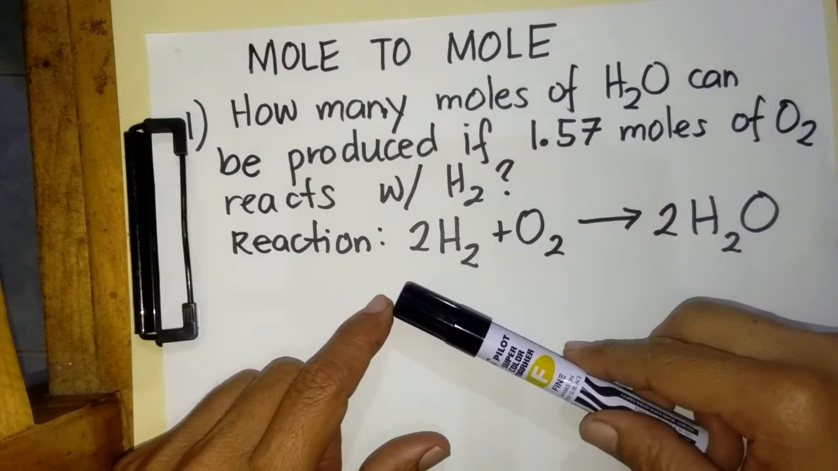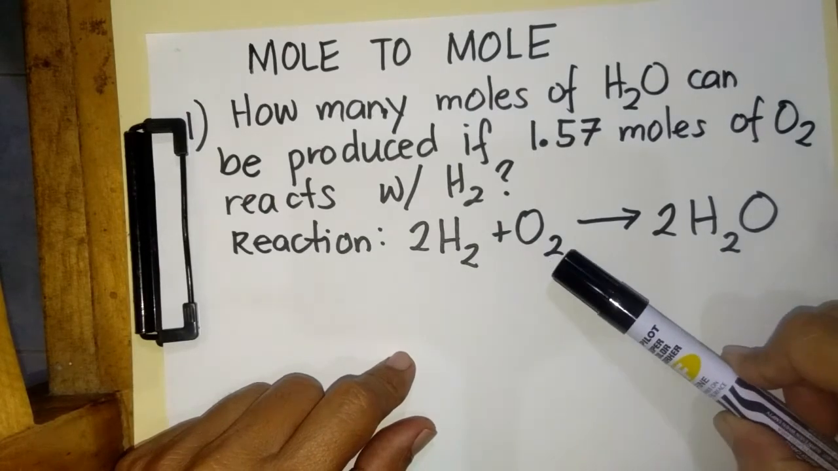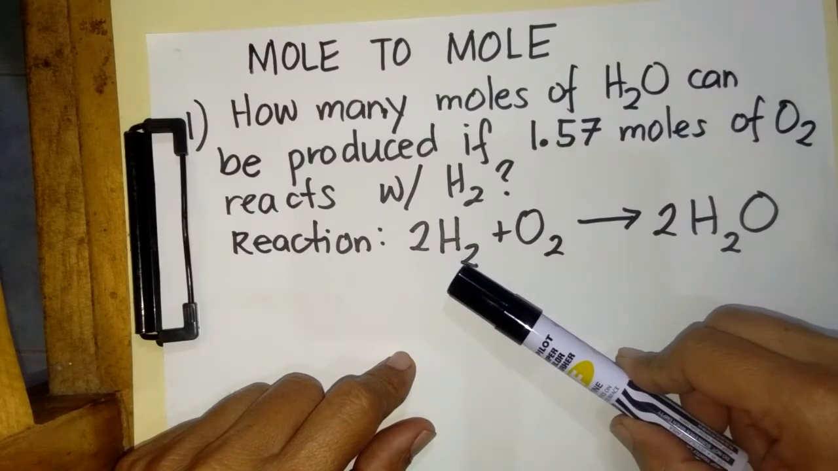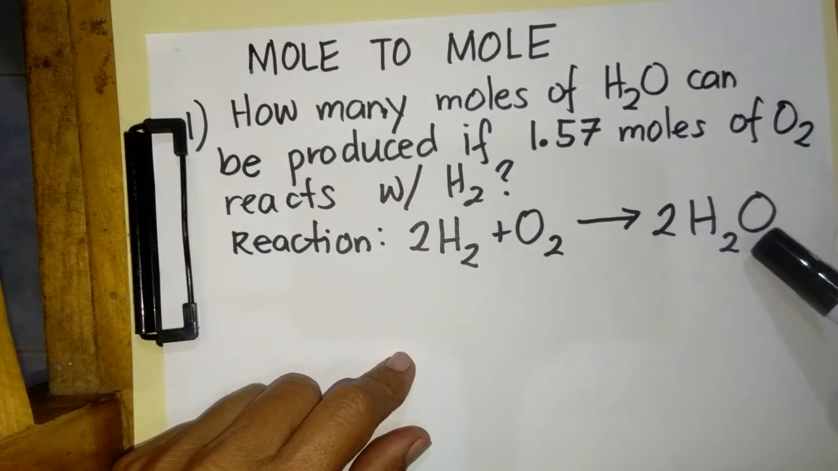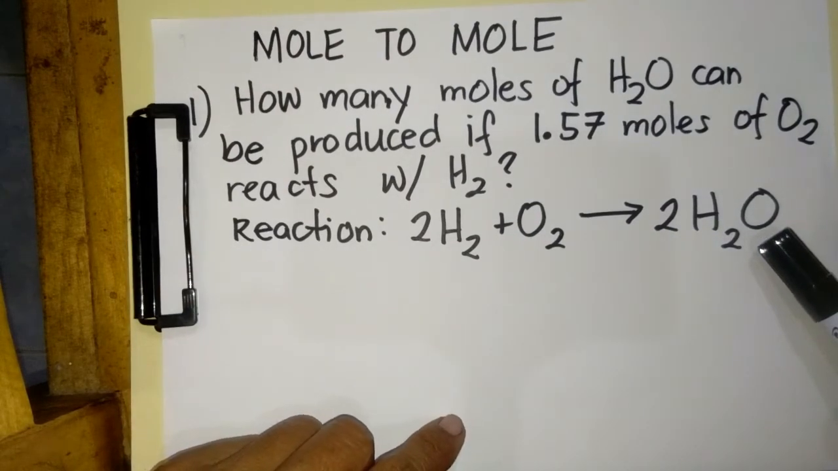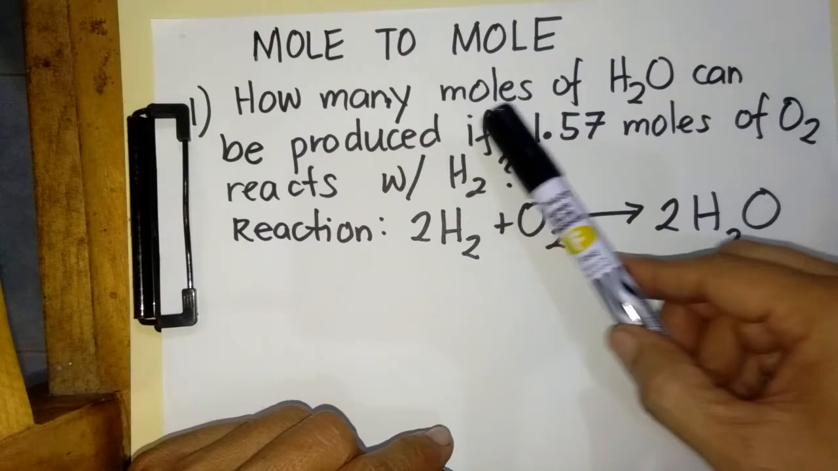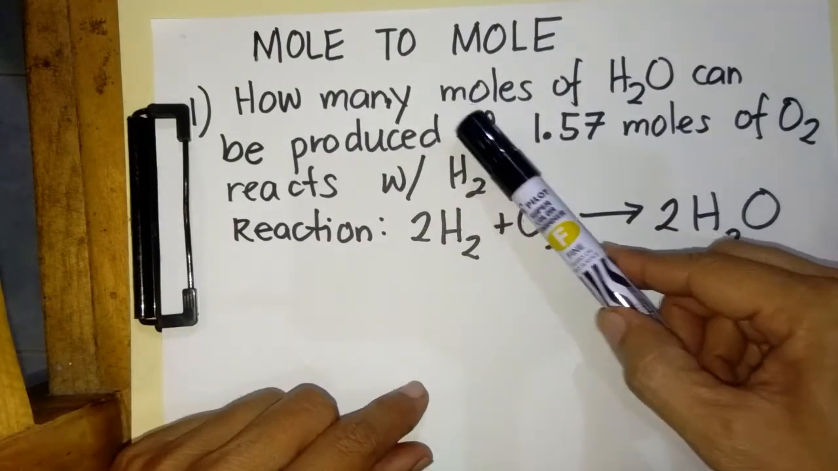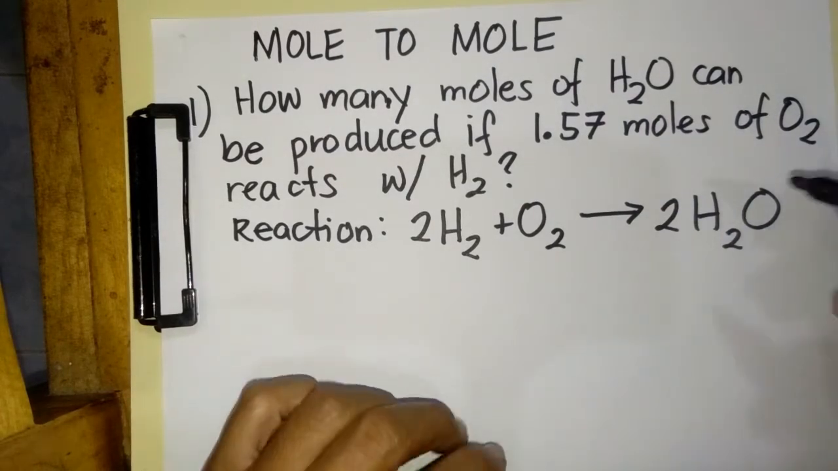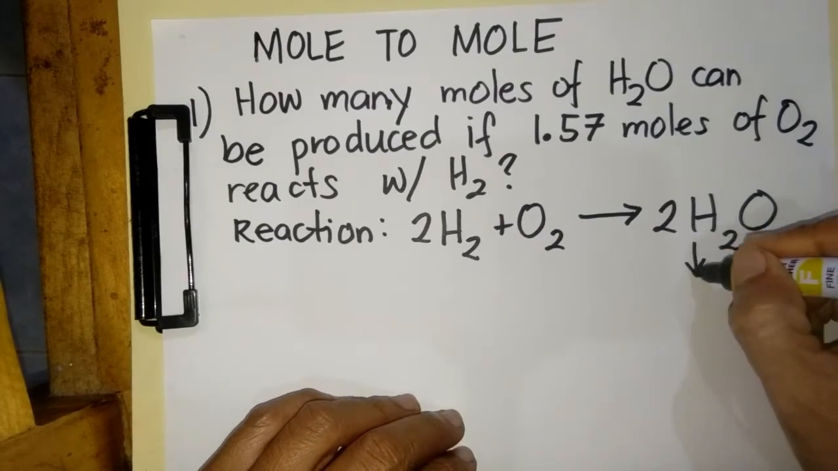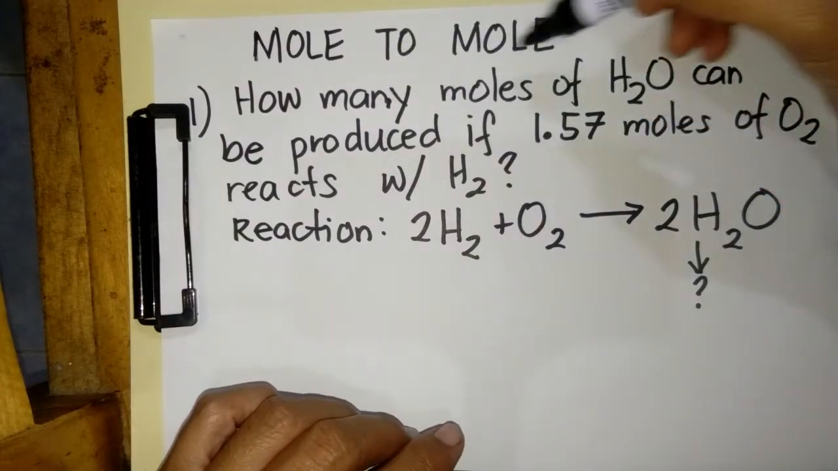If we remember the mole ratio, 2 moles of hydrogen is to 1 mole of oxygen. And then 2 moles of hydrogen is to 2 moles of H2O. 1 mole of O2 is to 2 moles of H2O. Those are our mole ratios. But if you look at what is being asked in this mole to mole conversion, how many moles of H2O? So we are looking for the moles of H2O. Let's put an arrow here. What is needed, the unknown, is how many moles of H2O.